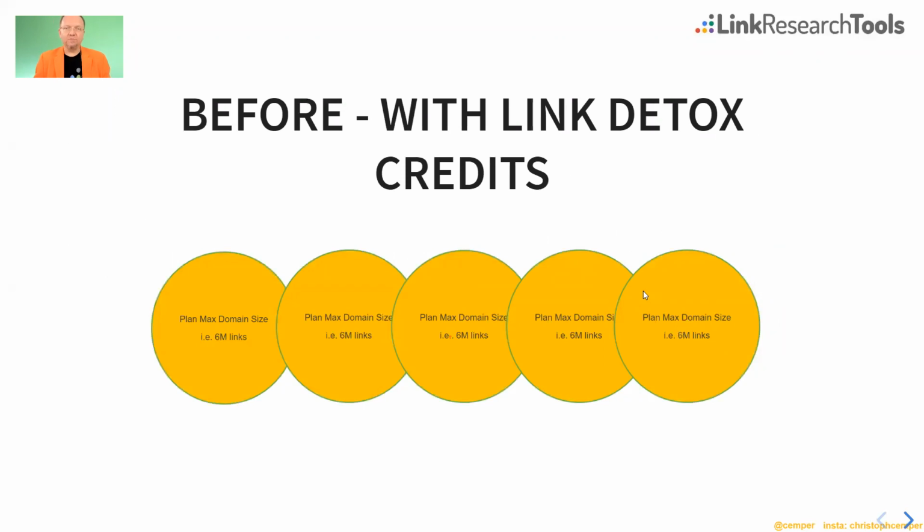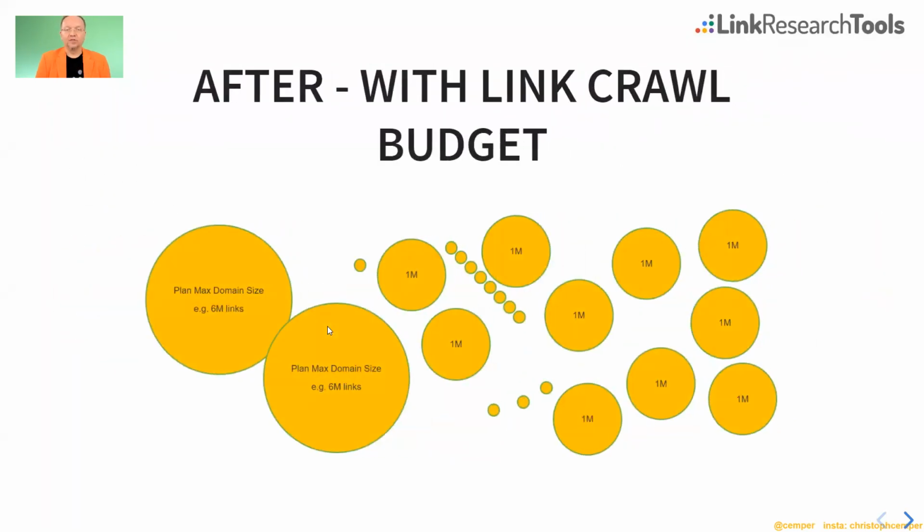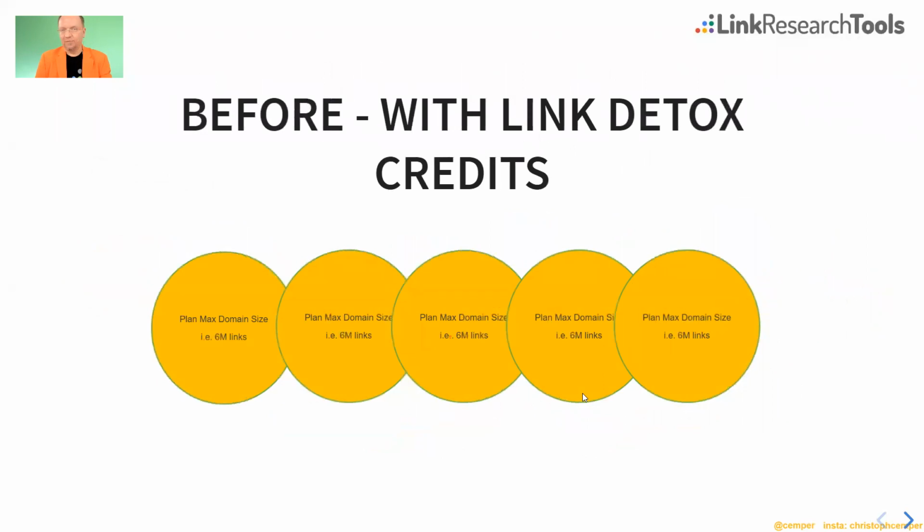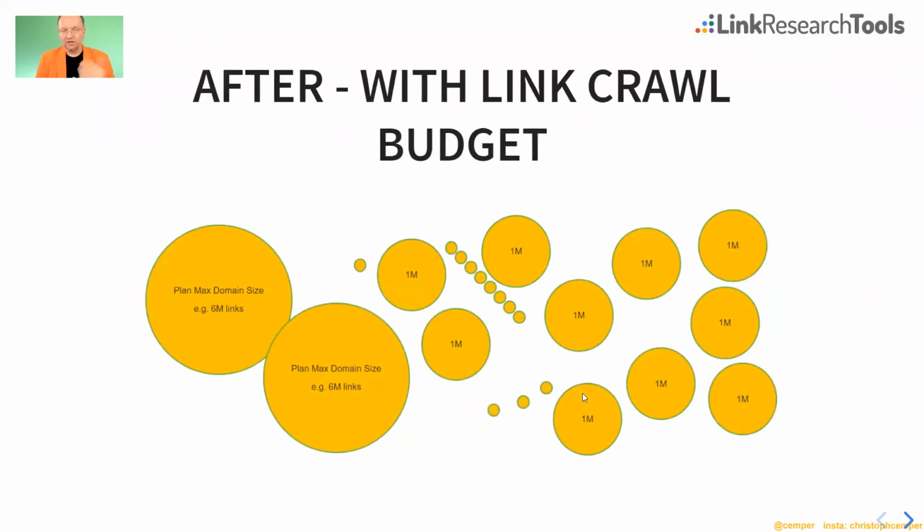In the past, every plan had a bunch of credits. So let's say a plan has 5 credits with 6 million links each. You could run 5 Link Detox analyses for up to 6 million links. With the link crawl budget, you can run any number of domains for a total of 30 million. 5 times 6 million, right? 5 times 6 million would be 30 million. And so then you can run any number of domains, and we don't really care about it.